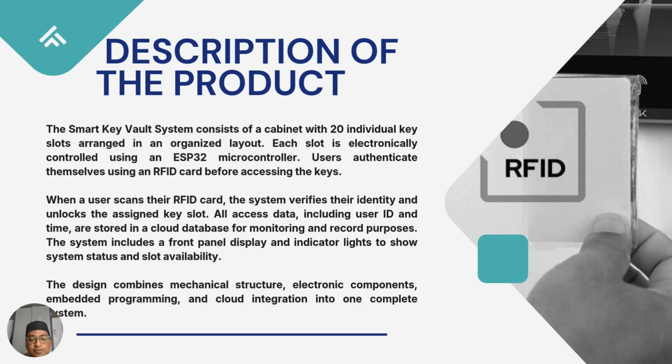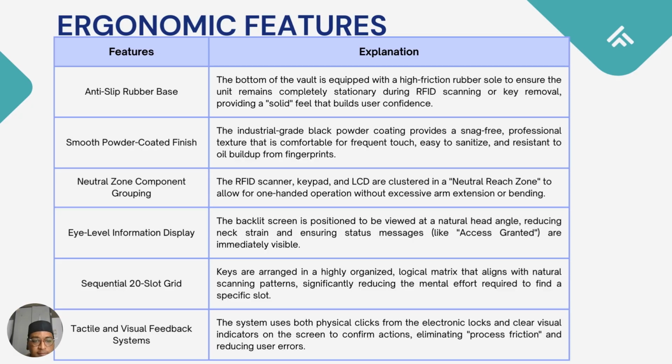Now, moving on to the ergonomic features of our design. Firstly, I would like to begin with the anti-slip rubber base. At the bottom of the vault, we installed a high friction rubber layer. This prevents the unit from sliding or shifting during operation. When a user presses the keypad, scans their RFID card, or pulls out a key, the cabinet remains stable and doesn't move. This stability creates a solid and professional feel, and it improves both the safety and the user confidence.